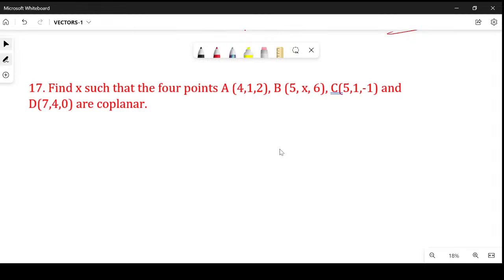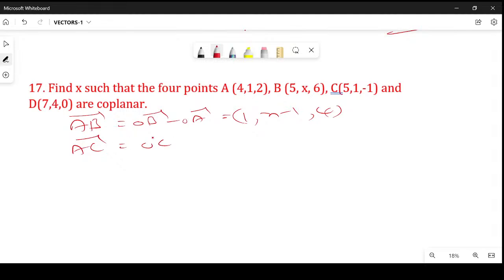That is the reason I told you the box, or you can say scalar triple product. So for the given points A, B, C, D, the position vectors are given. We will first find AB bar. What is AB bar? OB bar minus OA bar. So this is OB minus OA: 5 minus 4 is 1, x minus 1, and 6 minus 2 is 4. So AB bar is (1, x minus 1, 4).